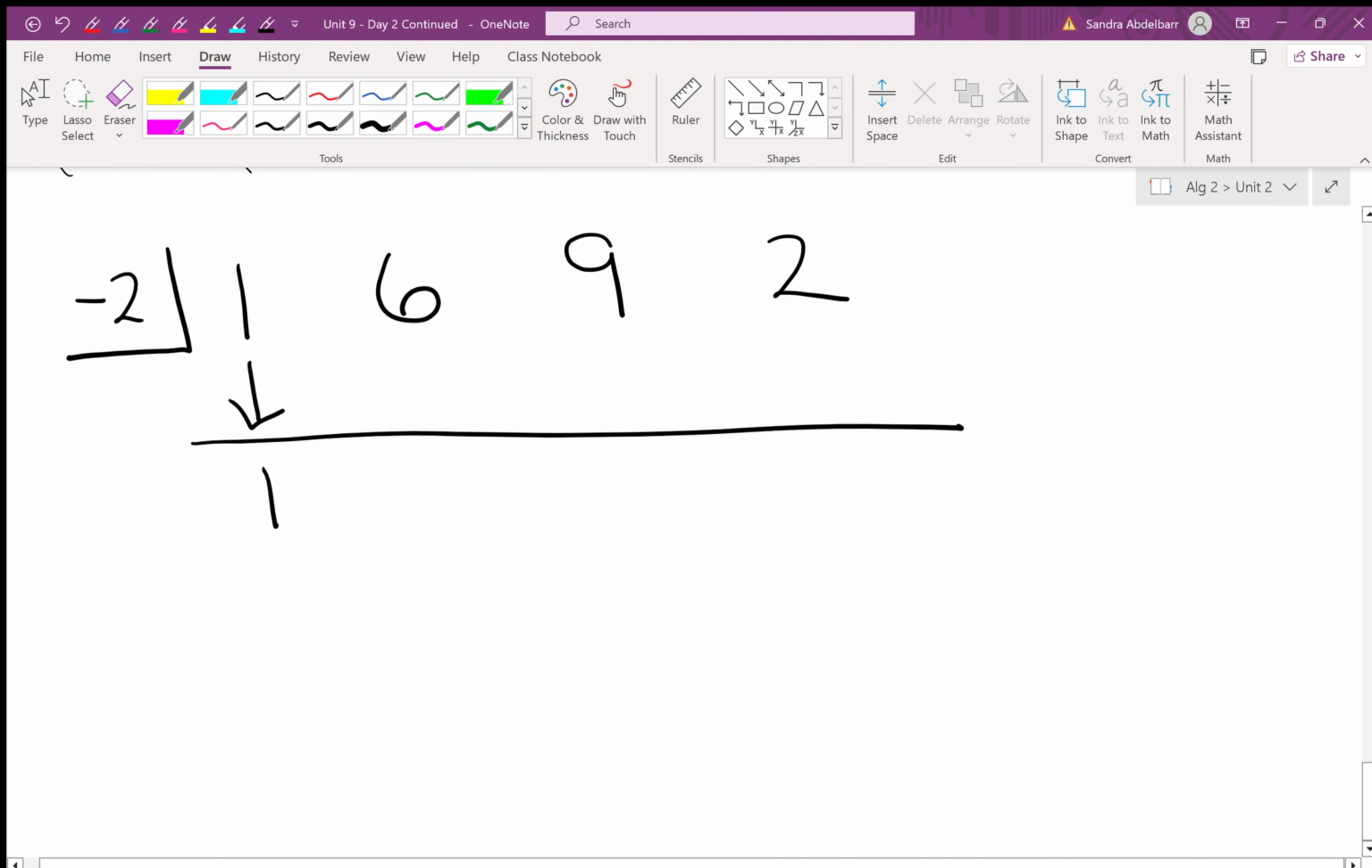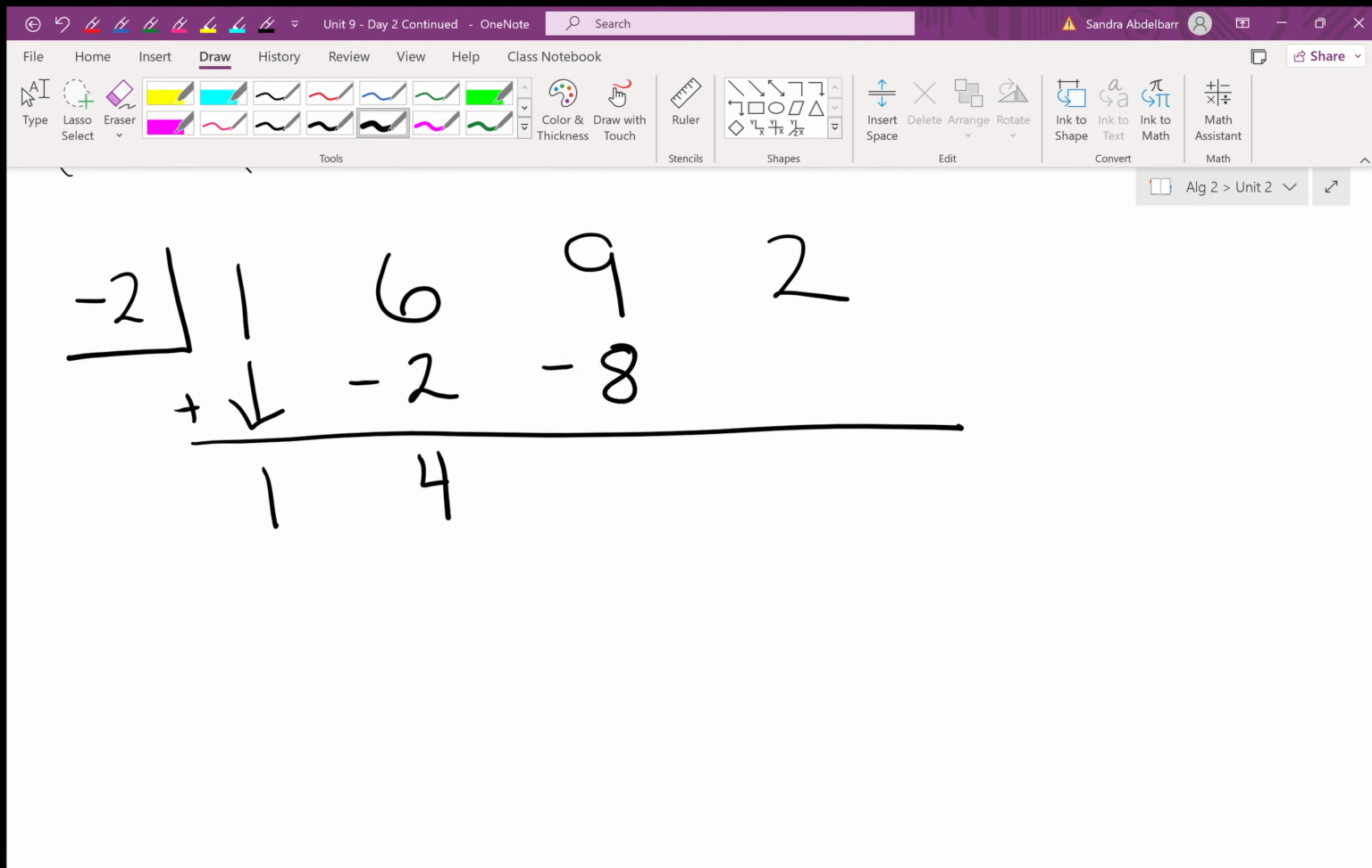All right, so we're at 1 times -2 is -2. 6 minus 2 is 4. 4 times -2 is -8. 9 minus 8 is 1. 1 times -2 is -2. We get a 0. All right, so now let's write out all the factors.